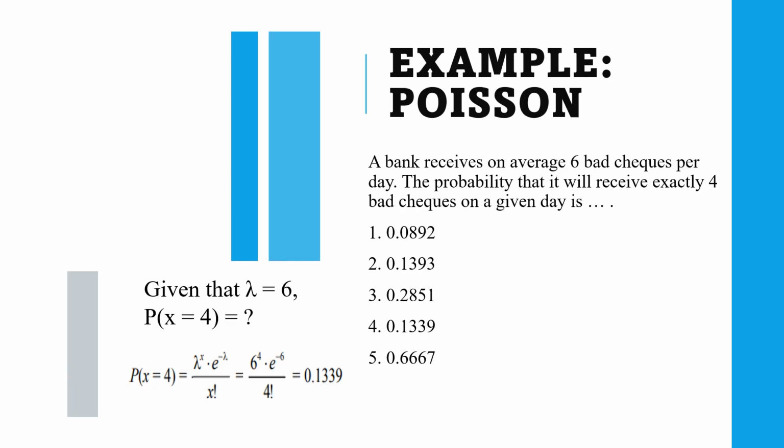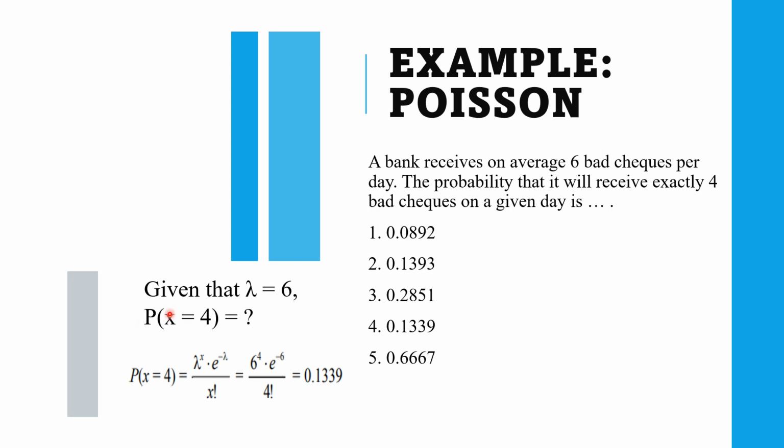So next, we'll look at an example of Poisson. A bank receives an average of 6 bad checks per day. The probability that it will receive exactly 4 bad checks on a given day is what? So, in order to calculate the probability of exactly 4 bad checks on a given day, we have to use the Poisson distribution formula. So we know that lambda is 6, that the average number of bad checks is 6. Lambda is the expected number of events per unit, which is given as 6.